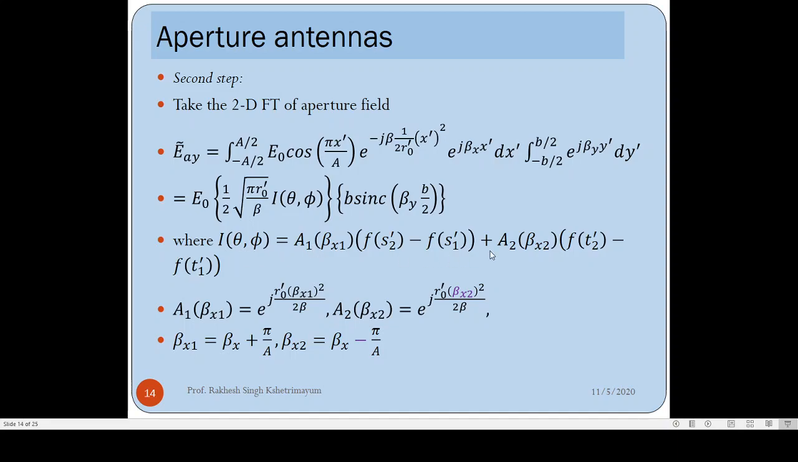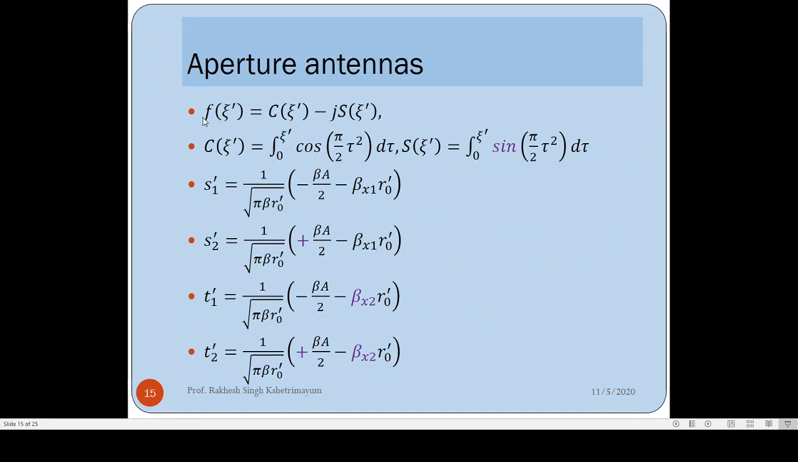What is a1 and a2? A1 is simply exponential j r naught dash beta x1 whole square divided by 2 beta. A2 is exponential j r naught dash beta x2 whole square by 2 beta, where beta x1 is equal to beta x plus pi by a, and beta x2 is equal to beta x minus pi by a. So you can see that the A1 and A2 expressions are very similar, except that beta x1 should be replaced by beta x2, and the beta x1 and beta x2 relation is also very similar, except that this plus sign should be replaced by a minus sign.